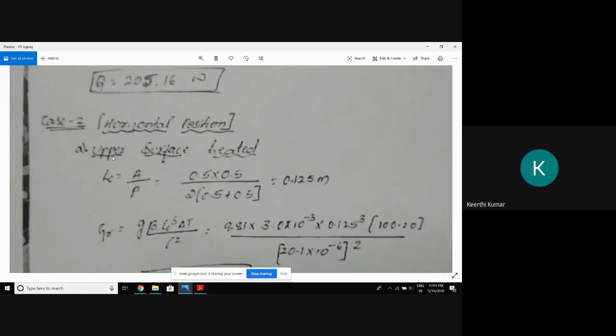So hence the plate is kept horizontal, as yesterday we did in the disk problem. Hence the plate is kept horizontal. Lc will be equal to area by perimeter. Area for the disk is pi d square by 4, perimeter is pi d. But for this, it is a square plate. So 0.5 into 0.5 is the area. Perimeter is 2 into (0.5 plus 0.5).